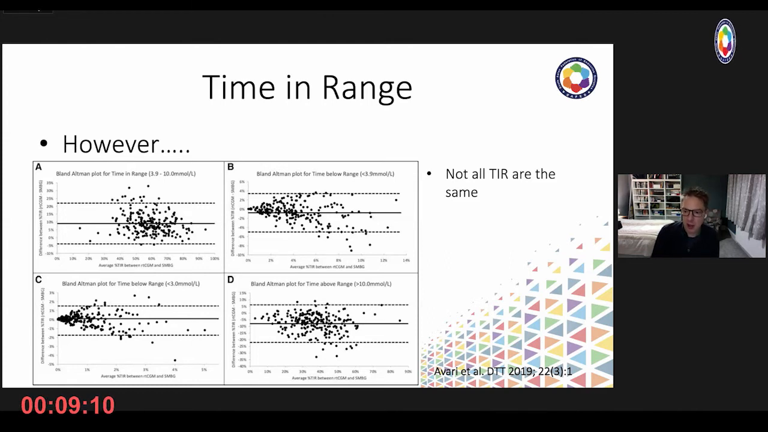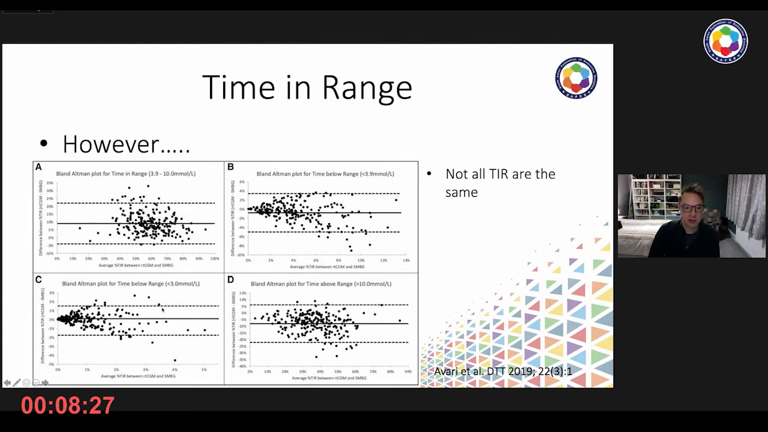These are data that my research fellow Pari Avari has published from my group, and they look at some paired times in range for people who were using finger prick glucose and continuous glucose monitoring at the same time. So we took time in range using the two separate technologies, but they are from the same people at the same time, so they are paired values. And we showed that there are some really quite significant differences between real-time continuous glucose monitoring and self-monitored blood glucose times in ranges. So we need to be very careful when we talk about time in range, and it's important to think that they're not always the same depending on how they were measured and which device they were using.